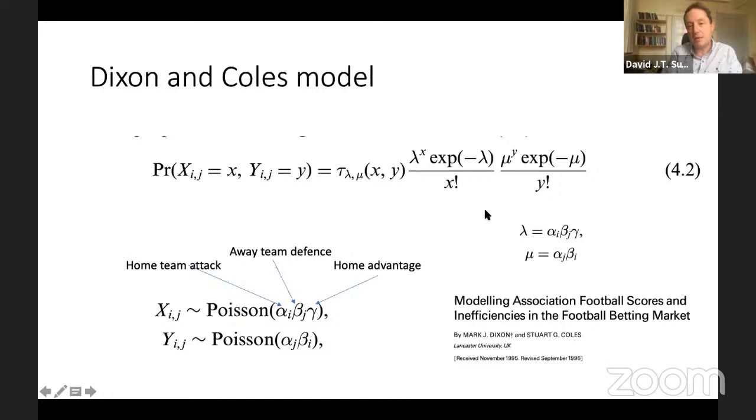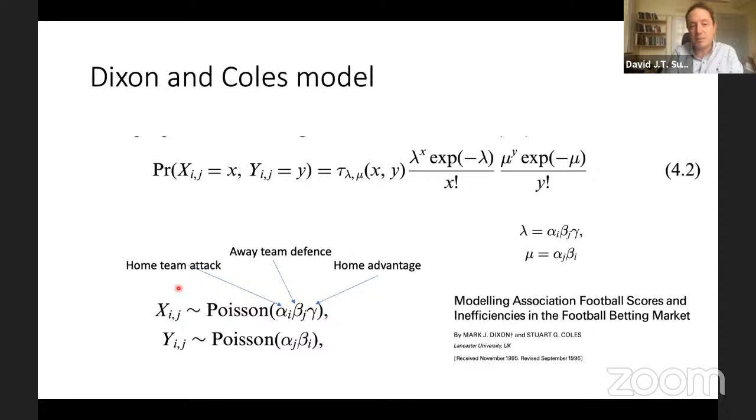The main part of it here is the Poisson distribution, where lambda is the rate at which the home team scores, and mu is the rate at which the away team scores, and you have two separate parameter values for both of those teams. Equivalently, as we can say down here, the random variable which describes the scoring rate of the home team against the away team is Poisson distributed with three parameters. One is an estimate of the quality of the home team's attack.